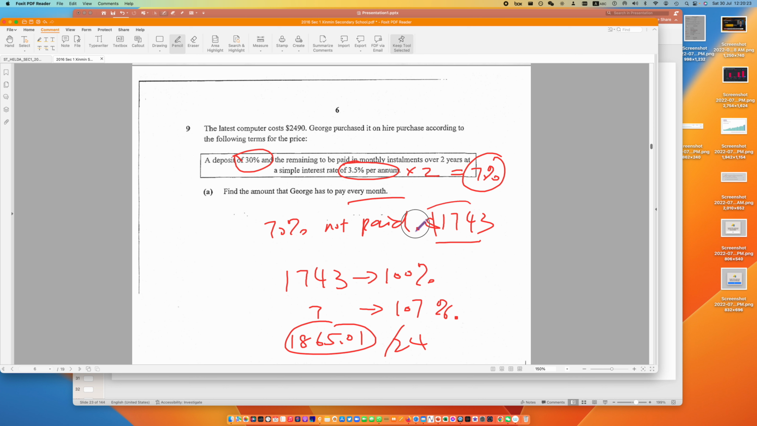If you just take the 1743 divided by 24, basically you never include the interest. Then I will ask you, the question gives you interest for what, if you don't include the interest? Why is the 30% never counted for interest? Because you already deposited. Correct. Whatever you pay, the bank is not going to charge you. But whatever you owe, the bank is going to charge you for interest. That's the concept for discount.